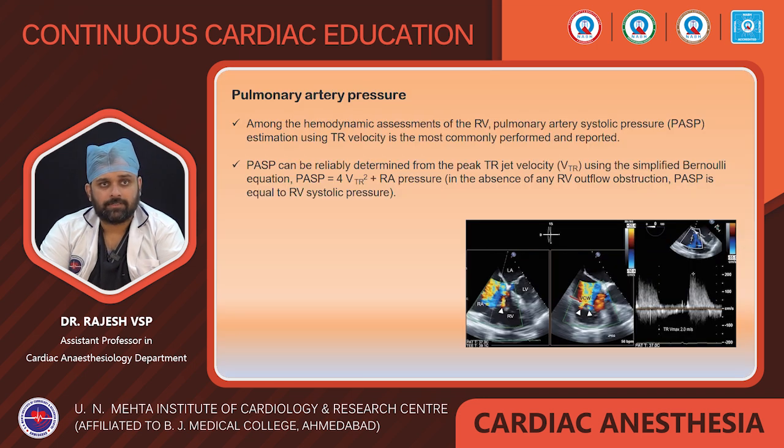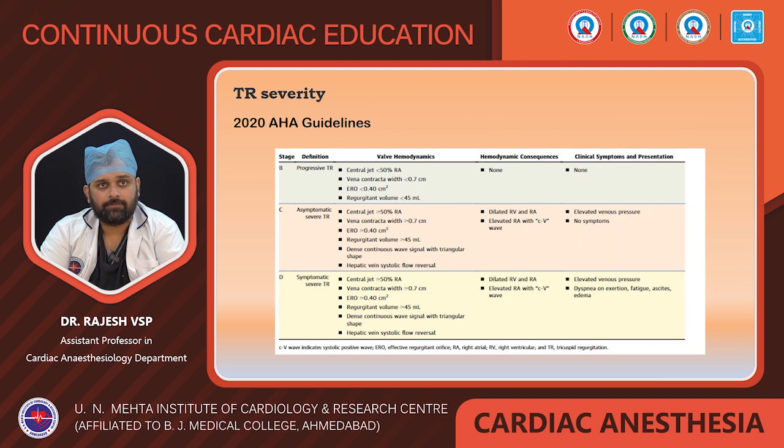Coming to pulmonary artery pressures, among the hemodynamic assessments of the right ventricle, pulmonary artery systolic pressure estimation using TR velocity is the most commonly performed. PASP can be reliably determined from the peak jet velocity using Bernoulli's equation. That is, we have to multiply the peak velocity by 4 and add right atrial pressure to it. According to the 2020 guidelines, TR severity can be graded into progressive, asymptomatic and symptomatic.